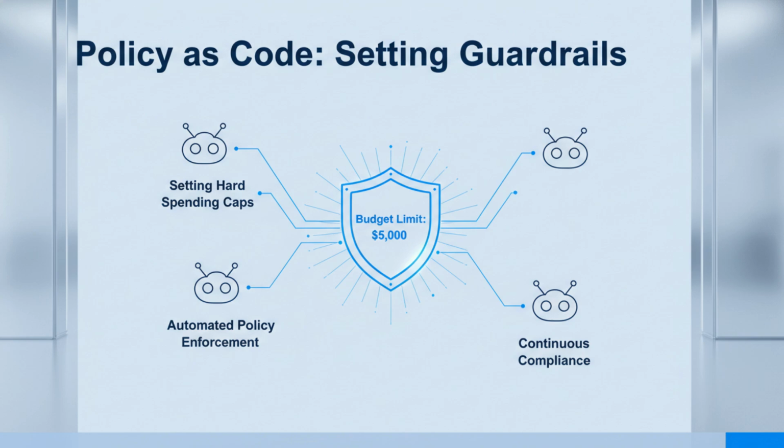For a remote team, this acts as a safety net. It allows your developers to move fast and experiment, knowing that there are governance guardrails in place to prevent accidental overspending. It's about building a culture of fiscal responsibility through automation.